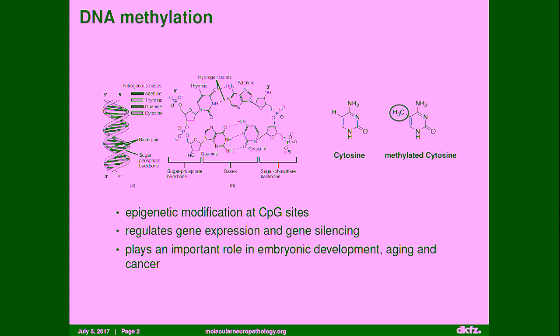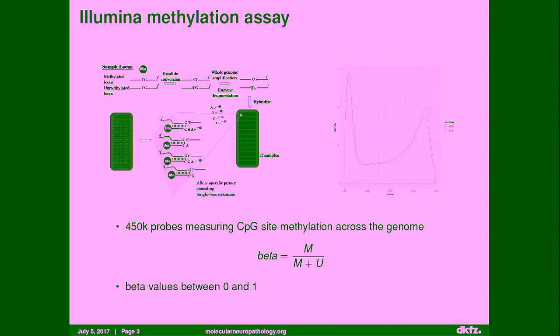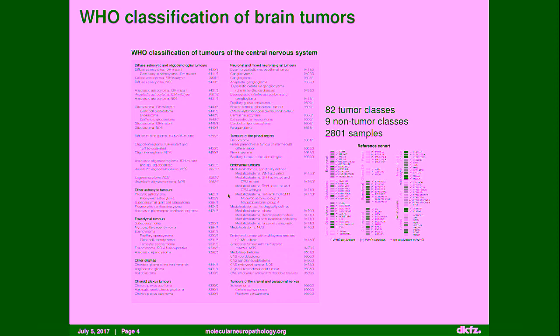And to measure this DNA methylation, we use this Illumina 450K methylation array, which measures the methylation of 450,000 CpG sites across the human genome on this beta scale, where 0 indicates no methylation and 1 indicates methylation.